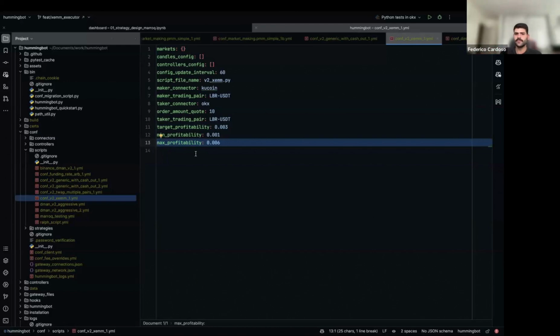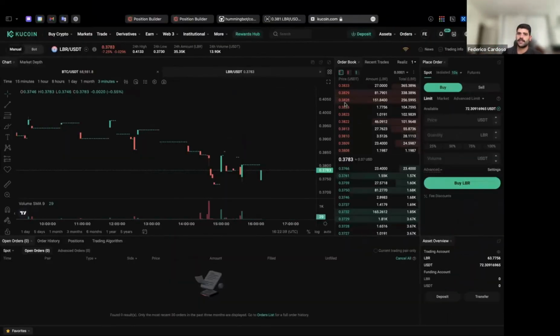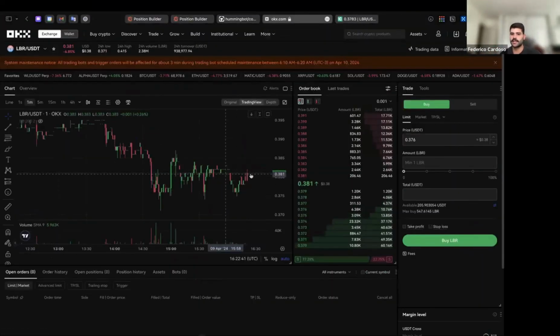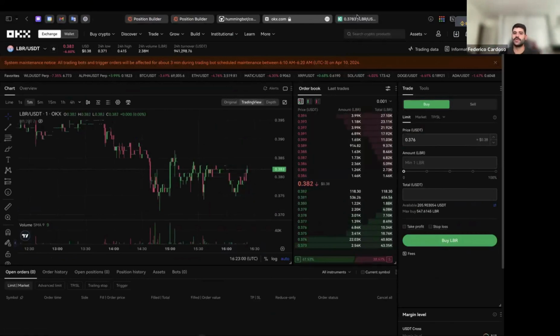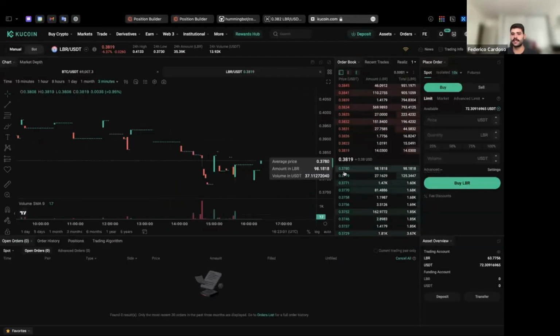So what this strategy does basically is, you see this market that is OKX, the top bid and ask are 0.379 and 0.381. So the spread is very, very tight, about 0.002 of distance. If you check KuCoin instead, it has 0.378 and 0.383. So the spread here is much bigger than the spread we have in OKX.